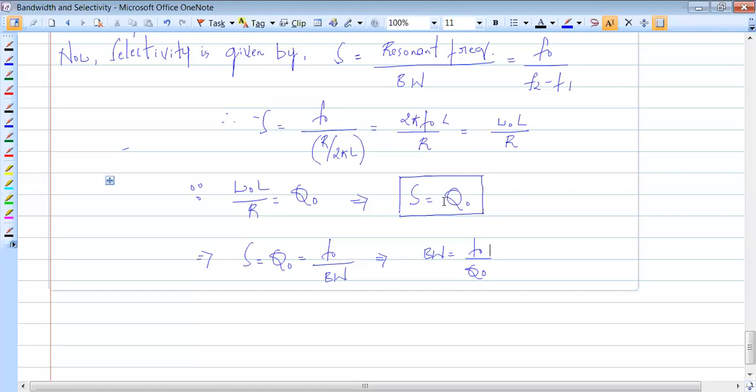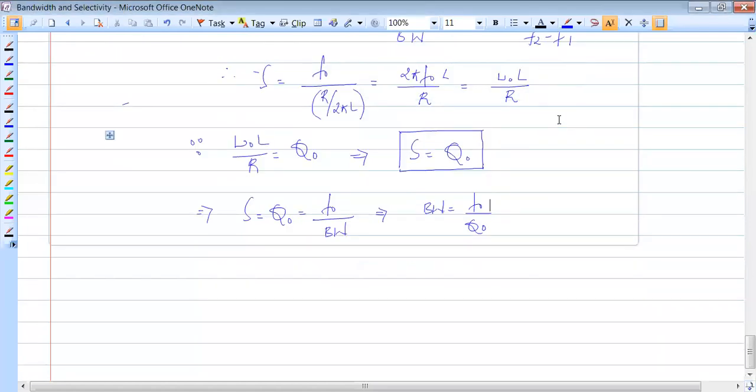Fine. Now, what is selectivity? What is the application we are using resonant circuit for? It's a frequency selective circuit. Everybody understand? It's a frequency selective circuit.